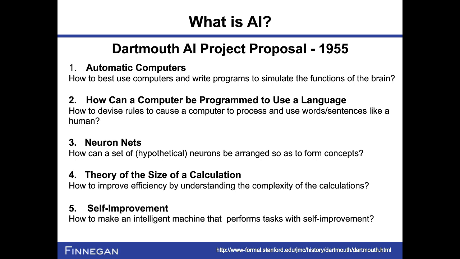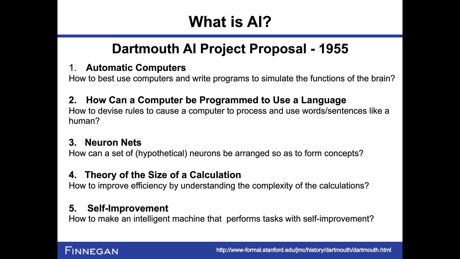How do we automate computers? How do we best use computers and write programs to simulate the functions of the brain or human intelligence? How can a computer be used to process words and sentences like a human? How do we build neuron nets, or neural networks, to arrange them to analyze or form concepts? How do we understand the complexity of the problem so that we can more efficiently address it through AI components? And then also, how do we make machines more intelligent through self-improvement and learning?